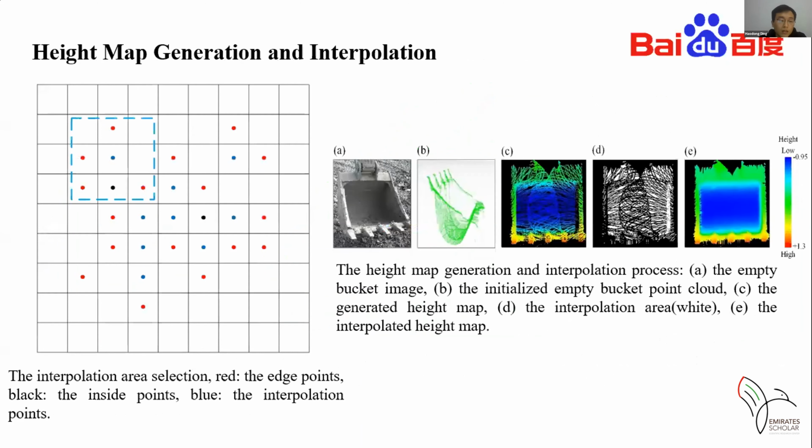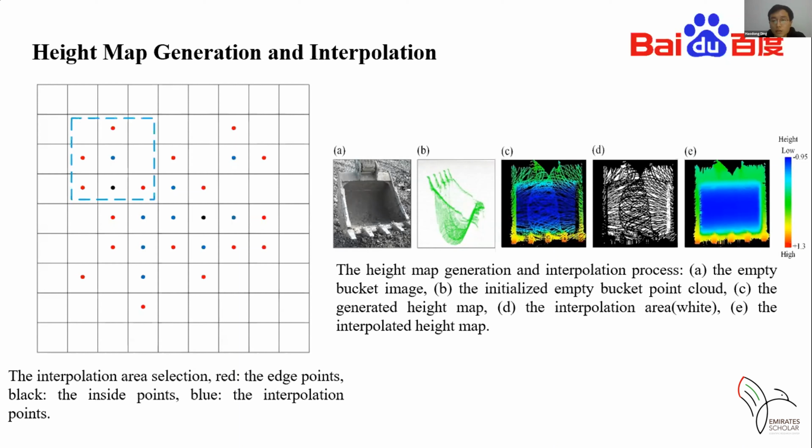After the preparations before, we are ready to generate the height map. In our implementation, we generate the height map using the height of points on the z-axis directly, translated by the post-initialization step. Those values are stored in a plotted grid based on the minimum and maximum points on the x-axis and y-axis. In the figure shown on the right, A is the empty bucket image, and B is the initialized empty bucket point cloud. C is the generated height map.